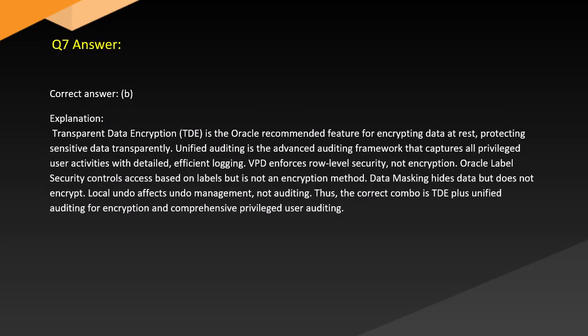Answer. Correct answer. B. Explanation. Transparent Data Encryption (TDE) is the Oracle recommended feature for encrypting data at rest, protecting sensitive data transparently. Unified Auditing is the advanced auditing framework that captures all privileged user activities with detailed, efficient logging. VPD enforces row-level security, not encryption. Oracle Label Security controls access based on labels, but is not an encryption method. Data masking hides data but does not encrypt. Local undo affects undo management, not auditing. Thus, the correct combo is TDE plus unified auditing for encryption and comprehensive privileged user auditing.